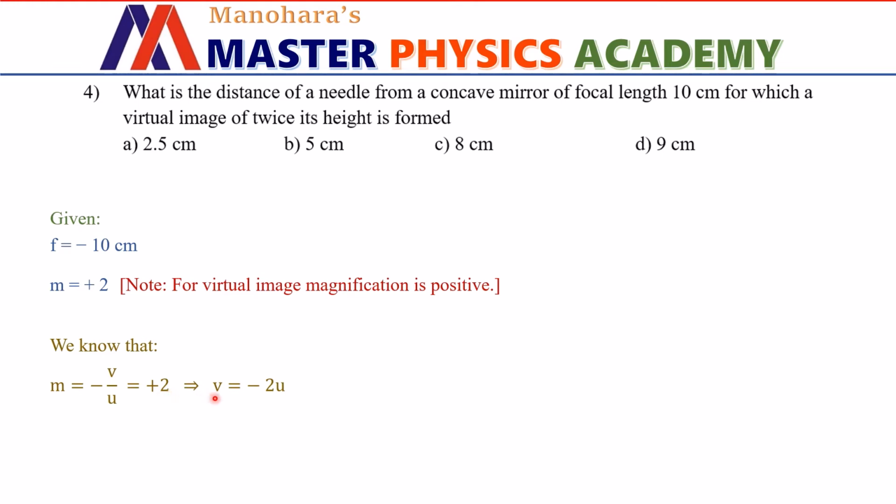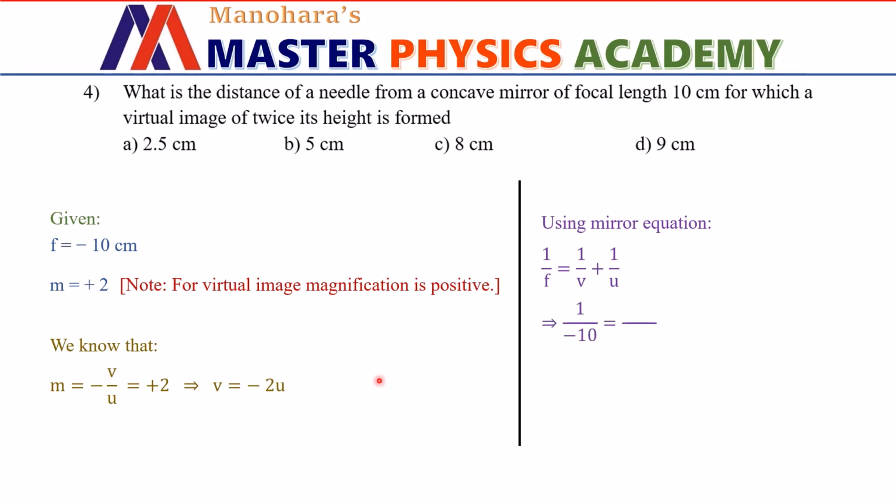So the relation between v and u is found to be v is equal to minus 2u. Now we may use the mirror equation, which is 1 by f equals 1 by v plus 1 by u. Now we'll substitute the values of f and v, and by simplifying this, we get the answer for object distance as minus 5 cm. Considering only magnitude, option B is the right choice.